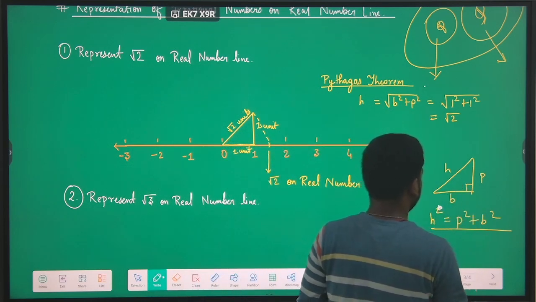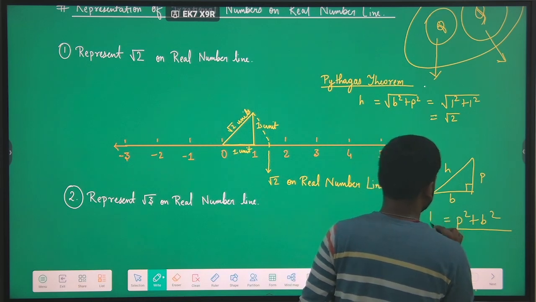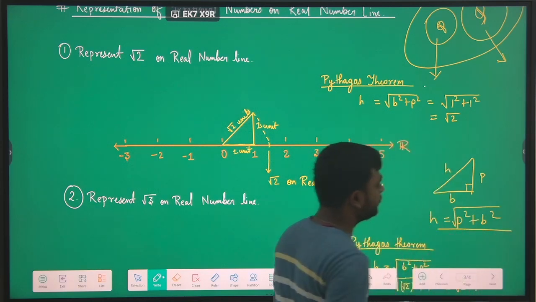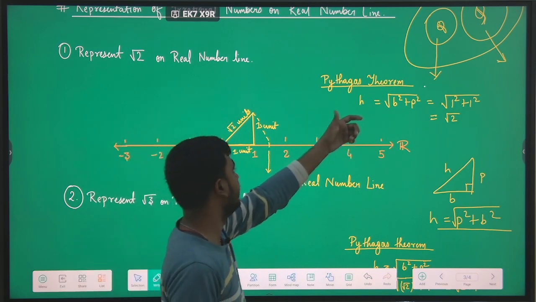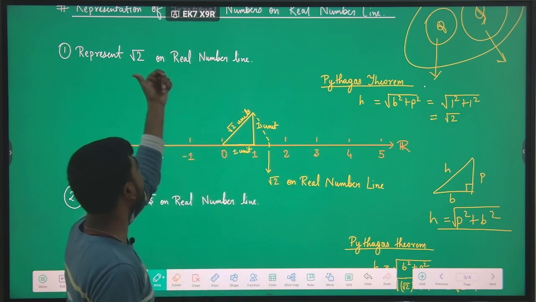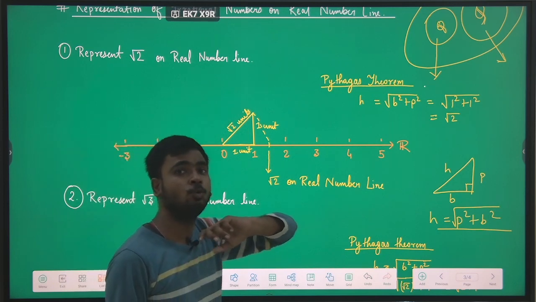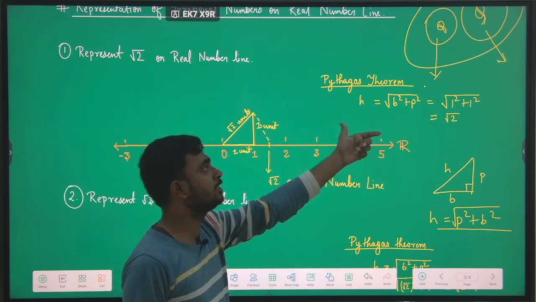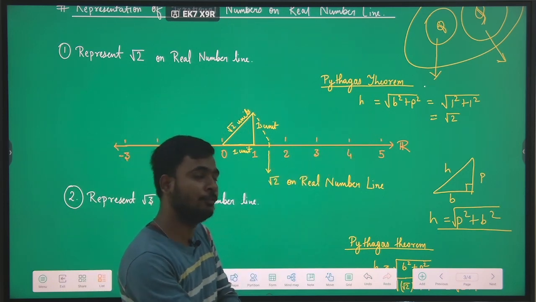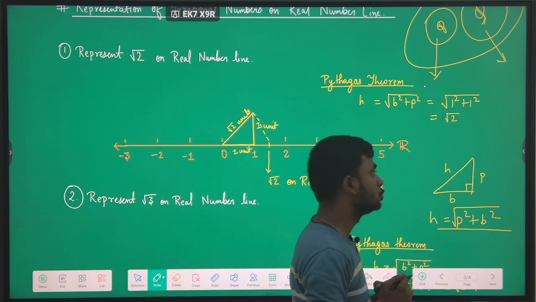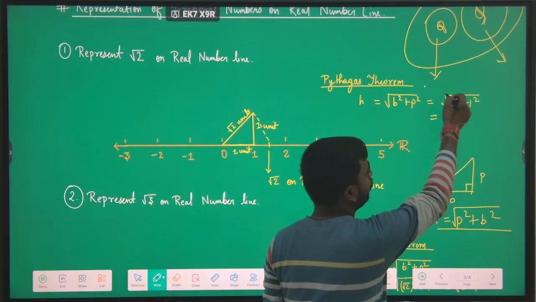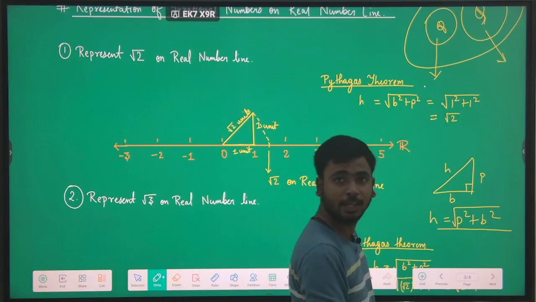That h is root over p square plus b square. Okay. So if we are going to represent root 2, how can we find out that root 2 can be expressed in the form of Pythagoras theorem? We know that square root of 1 plus 1 is root 2. So it can be written as root 2 is equal to root over 1 square plus 1 square.